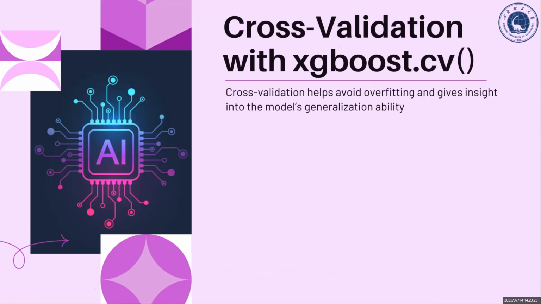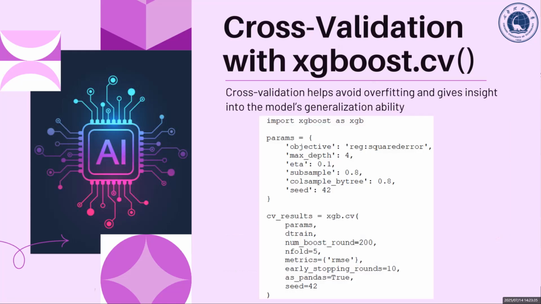Considering cross-validation with XGBoost using the XGBoost.cv function, this helps to avoid overfitting and gives insight into the model's generalization ability. So this is the code we use for cross-validation, and you can see the parameters. In the parameters, we have the objective, where we have regression as the task using squared error.